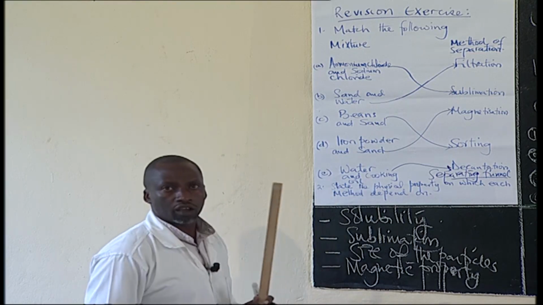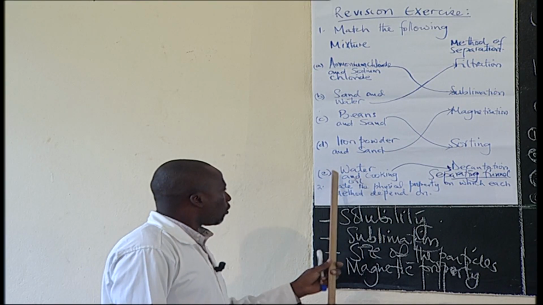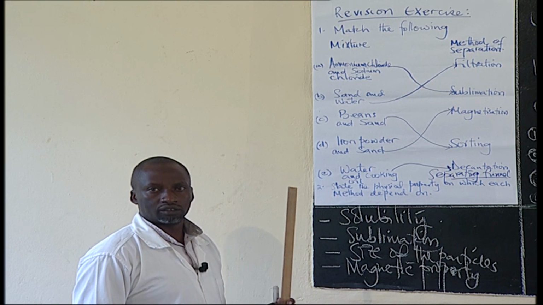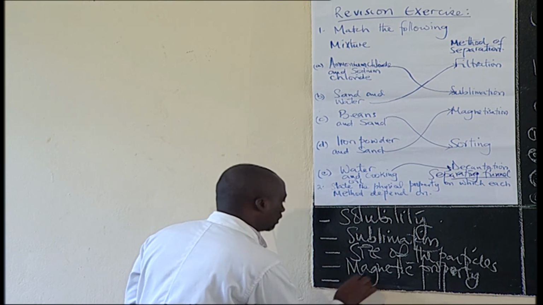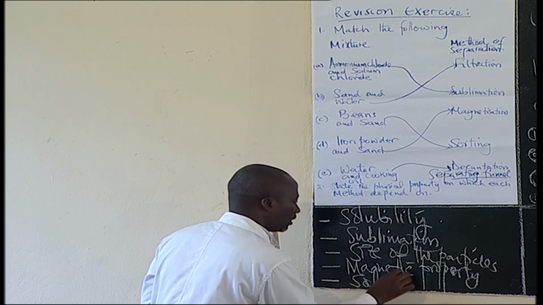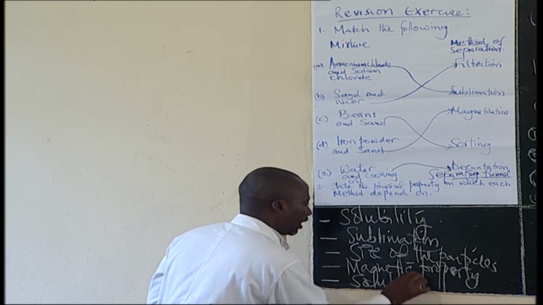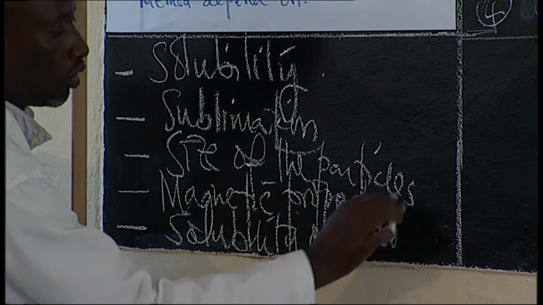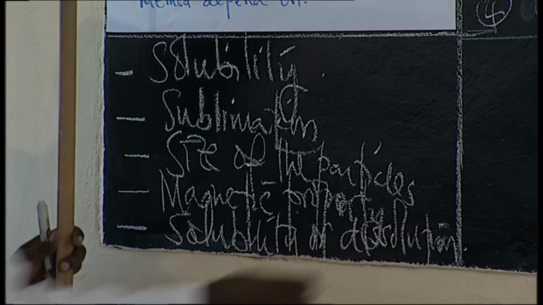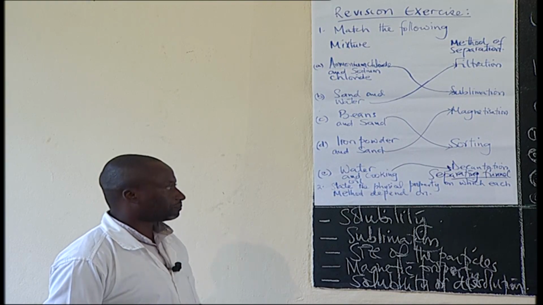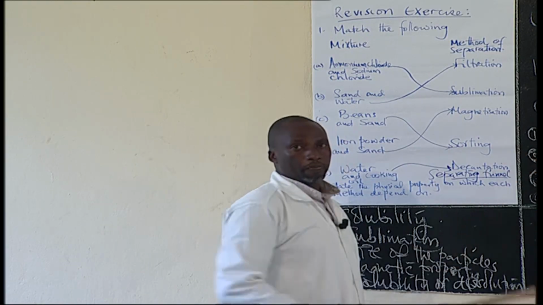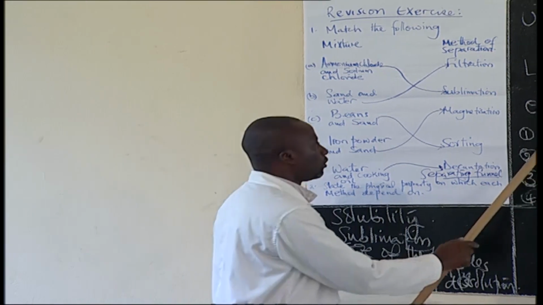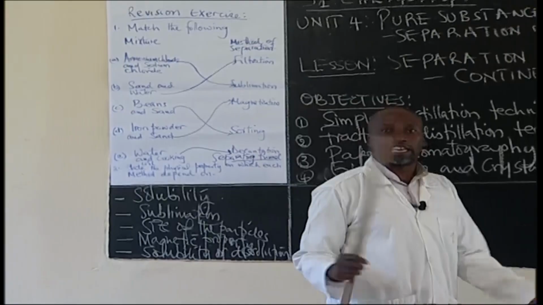Water and cooking oil: they don't mix together. So we can still use the solubility, or dissolution. These are the physical properties that we are using. I hope we have the same answers. So right away, let's move to the simple distillation technique.